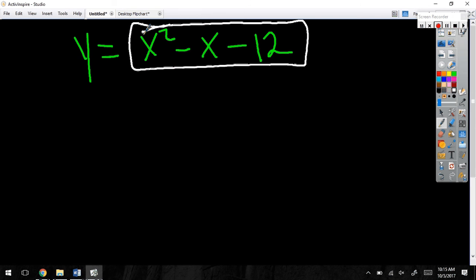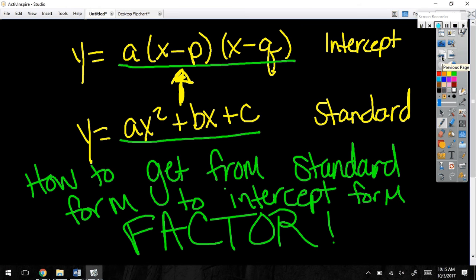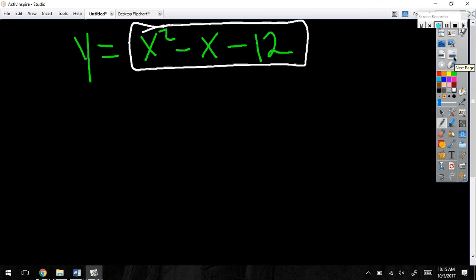The 2, you put it in parentheses and you put x. Minus, I don't know, you can put it in parentheses, right? And then put the 2, x squared in parentheses. Look back. How do we get from standard form to intercept form? Factor it. In Algebra 2, if you ever don't know the answer, try factor. It's probably going to work.